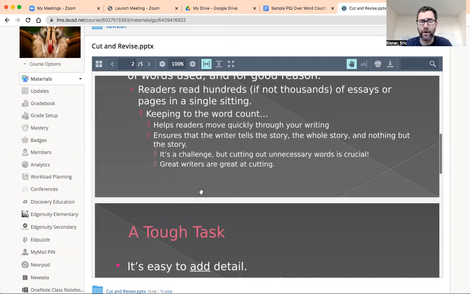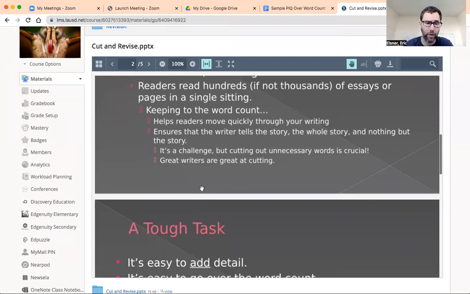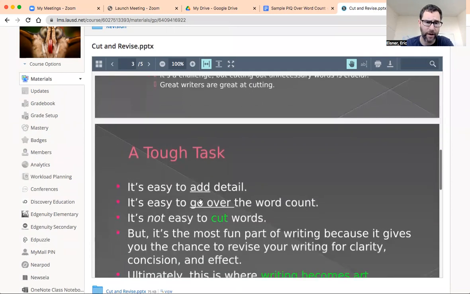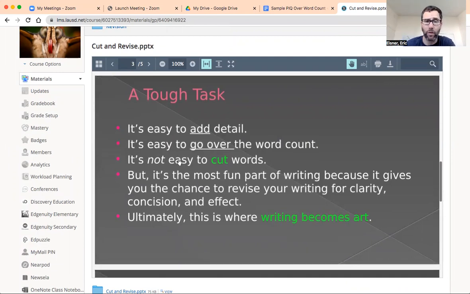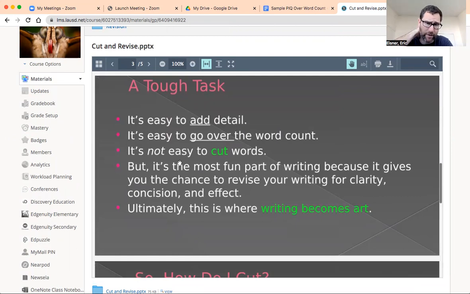And great writers are great at cutting. So one of the things we want to work on is becoming great writers. What a wonderful skill to have. So it's a tough task. It's easy to add detail. It's easy to go over the word count. It's not easy to cut words. We get attached to our words, right? We write something and we think it sounds great because it comes from our minds.